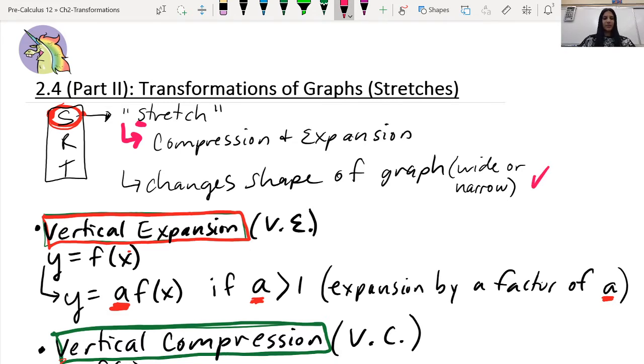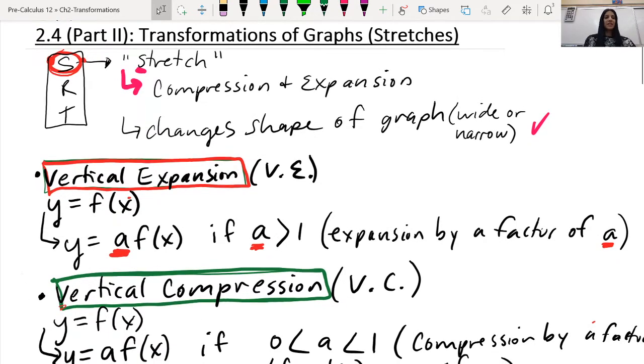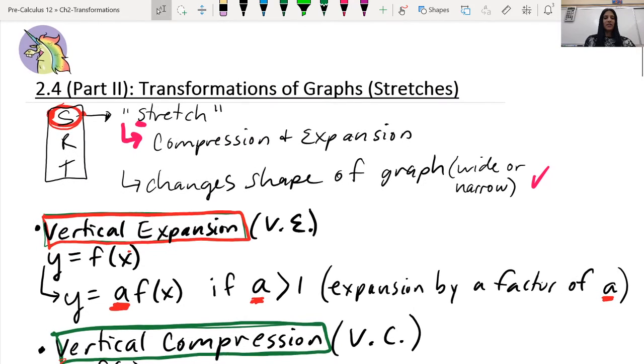And the first one would be called vertical expansion. I'm abbreviating all of them just to make it quicker because we're going to be talking about this a lot. So if I had something like y equals f of x, and instead I made it y equals a f of x, if the a value is bigger than 1, then it's an expansion by a factor of a.